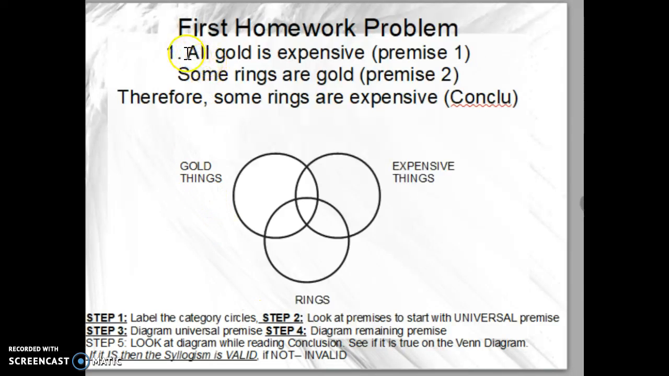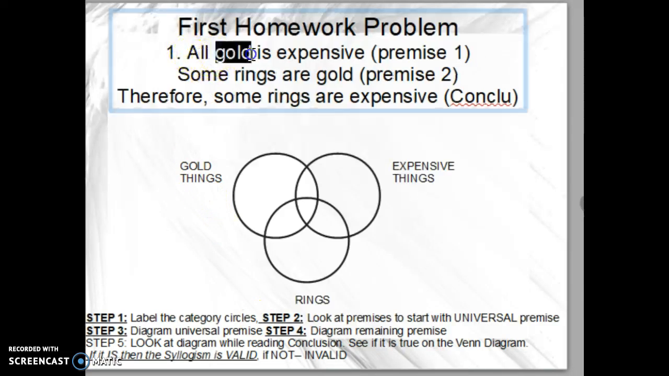So I just go through my syllogism, and the first time I see a subject, or a term, I just put it on a circle. So here we have gold. So I just label this circle, gold things. So I keep going. All gold is, and then the second term I see is expensive. So I make the second circle, expensive things.